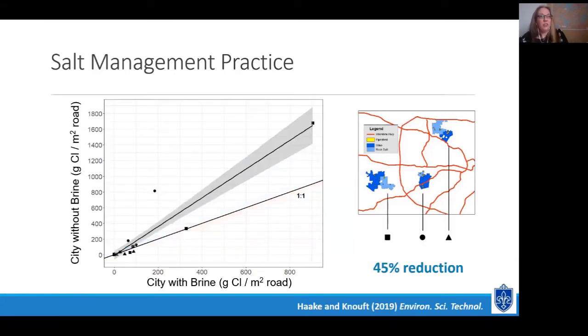All right, so as you can see in this results figure, most of the points are in fact above the 1-to-1 line, and there is a significant linear relationship between the paired cities in their salt use. Using a Wilcoxon signed rank test, I was able to determine that this linear relationship is also significantly above the 1-to-1 line. On average, the cities that had brining technology used 45% less salt.